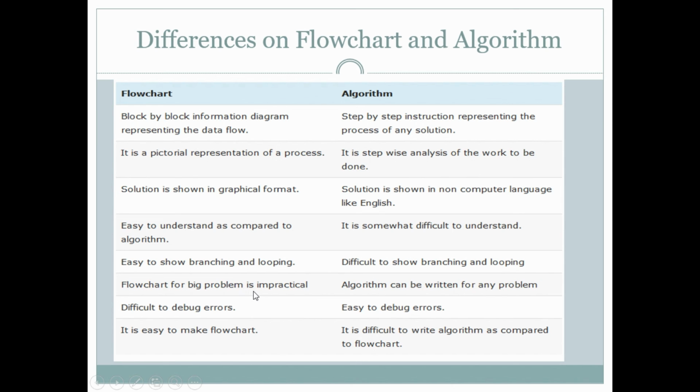A flowchart for a big problem is impractical, whereas an algorithm can be written for any problem. In a flowchart it is difficult to find bugs, and if we have to debug the errors, it will be difficult for us, whereas in an algorithm it is easy to debug the errors. We can easily modify an algorithm. It is easy to make a flowchart, but it is difficult to write an algorithm as compared to a flowchart.